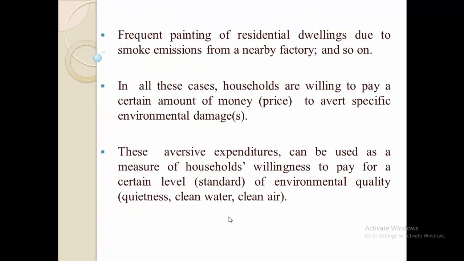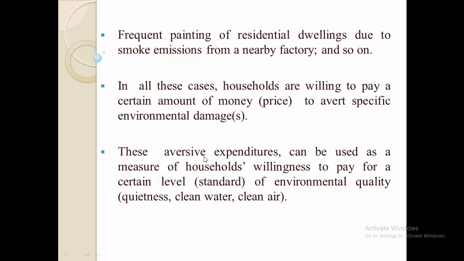Frequent painting of residential dwellings due to smoke emissions from a nearby factory, and so on. These are the examples which show the averting expenditures. In all these cases, the households are willing to pay a certain amount of money to avoid specific environmental damage. These averting expenditures can be used as a measure of household willingness to pay for a certain level of environmental quality: clean water, clean air, quietness, etc.